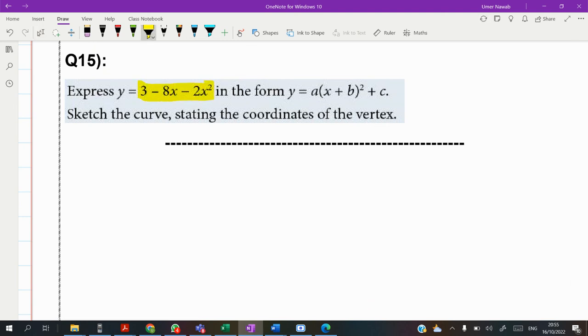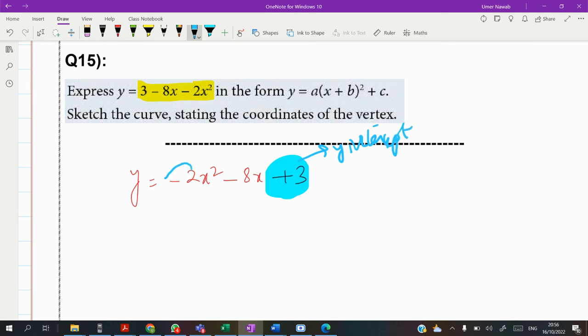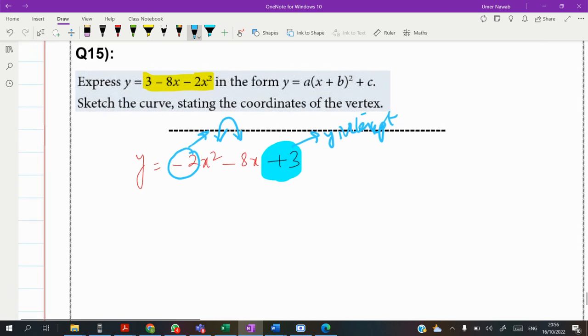If you want to do this question, guys, again, let me copy it, but in a beautiful form. It's not an equation, guys. Don't look at the left, just readjust it. I will write minus 2x squared, then minus 8x plus 3. What is the y-intercept? The y-intercept is 3. And minus 2 means the parabola is facing down.